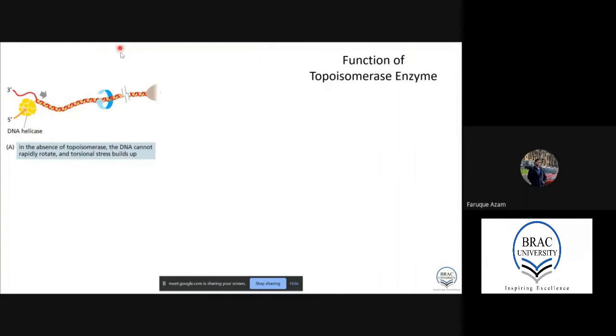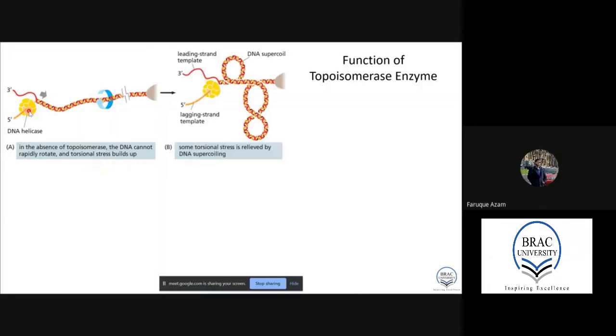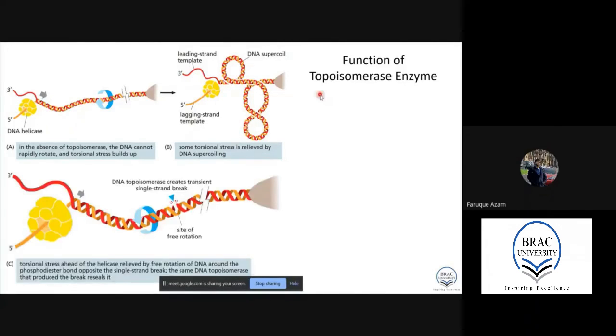So if you follow this figure, in the absence of topoisomerase, the DNA cannot rapidly rotate, so the torsional stress builds up. Next, you can see the supercoil. Because of the pressure here, supercoiling has formed here and here. This is mainly alleviated by the topoisomerase or DNA gyrase.